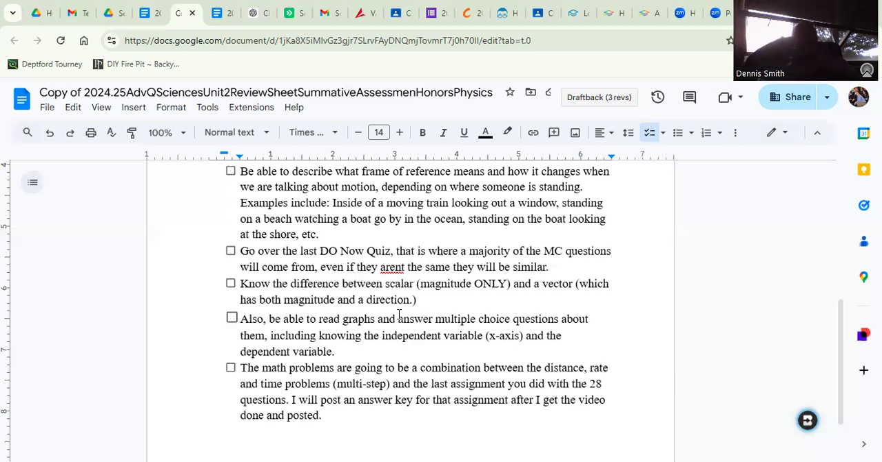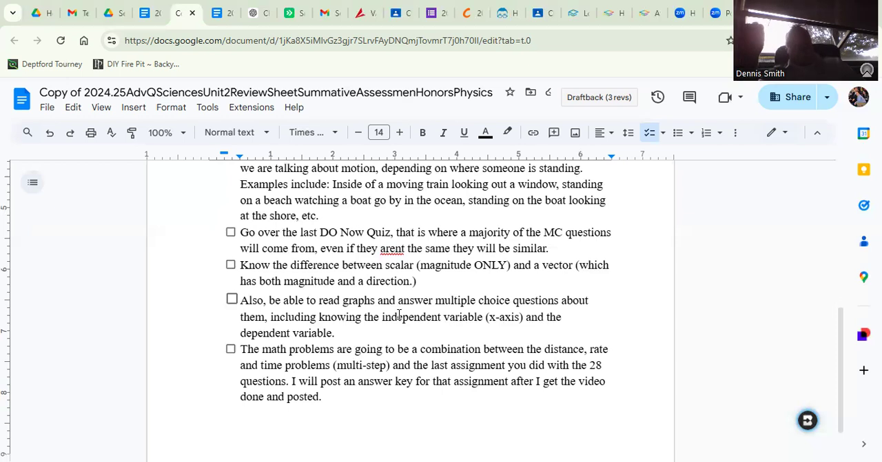Or if you haven't come upon them yet, the person on the beach is moving towards you, and then you're even with them. And then as you go by them, the person on the beach appears to be moving away from you. Okay. So that's frame of reference. Make sure you understand that.